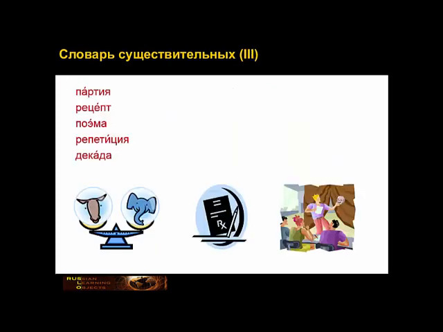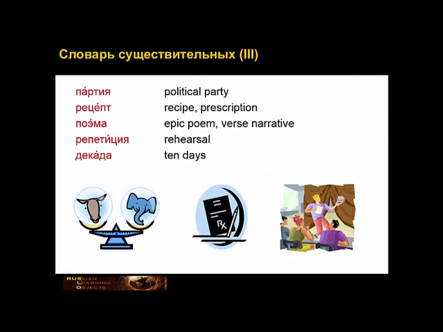Next, let's revisit the false friends and see what they actually mean. Партия refers to a political party. Recept, depending on the context, can be a recipe for a dish or a prescription for a drug. Poema is specifically an epic poem or verse narrative. Every poema is a poem, but not every poem is a poema. Repetitia is a rehearsal. Decada is a period of 10 days, not 10 years.